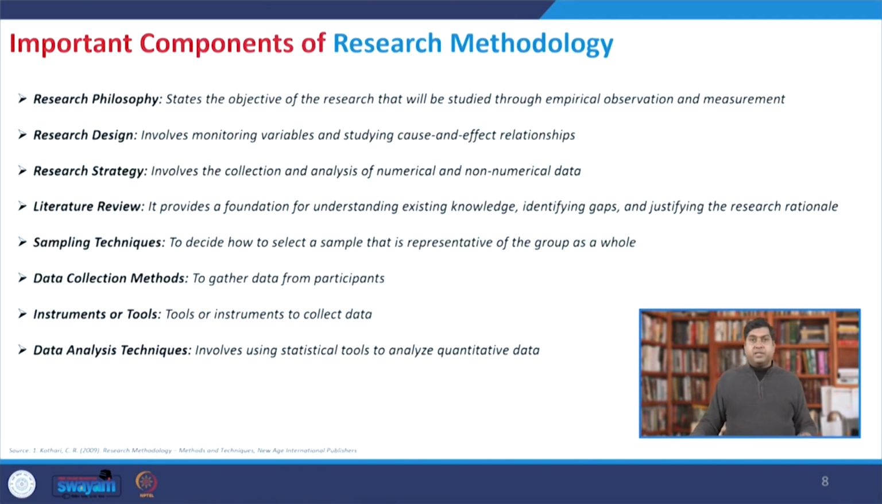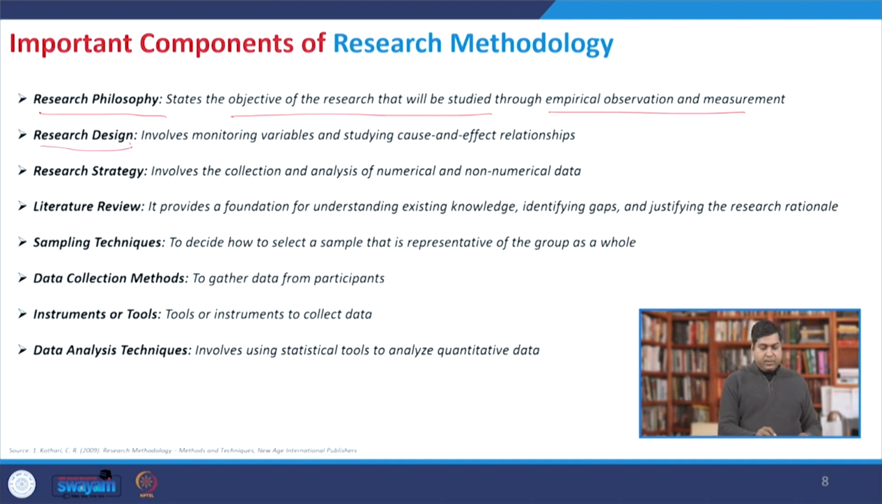Important components of research methodology: it will definitely give some kind of clarity on research philosophy. It states the objective of the research that will be studied through empirical observation or measurement, but sometimes it may not be the empirical one. It can be fundamental research as well, it may be conceptual research as well, but there should be a research philosophy in it.